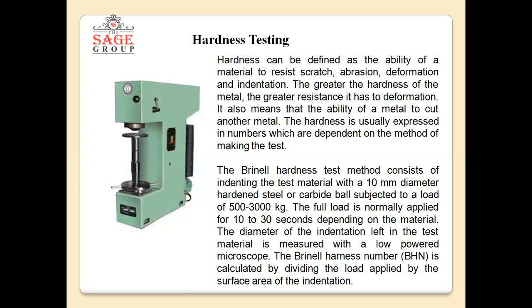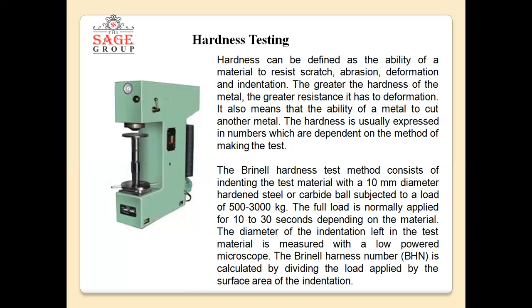The Brinell hardness test method consists of indenting the test material with a 10 mm diameter hardened steel or carbide ball subjected to a load that varies from 500 to 3000 kg. The load depends on which material you are testing. For harder steel, or some hot worked or cold worked steel, it goes to the higher side, but for aluminium or copper, it goes to the lower side. The full load is applied for 10 to 30 seconds, depending on the material.